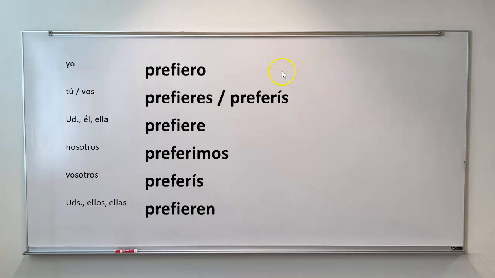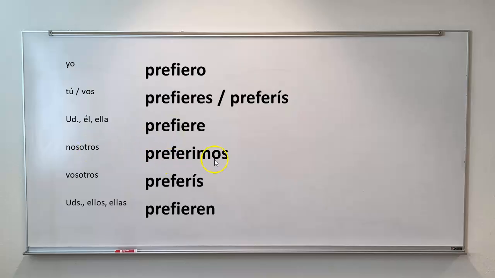So let's review the pronunciation. Prefiero, I prefer. Prefieres, tú prefieres, or vos preferís. Usted prefiere, él prefiere, ella prefiere. So remember, usted prefiere is the formal you prefer. Él prefiere, he prefers. Ella prefiere, she prefers.